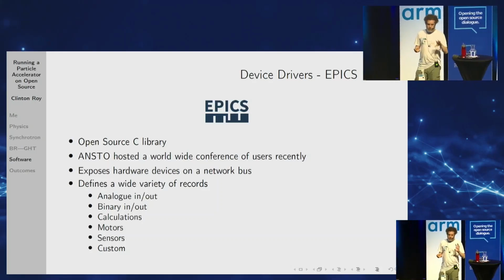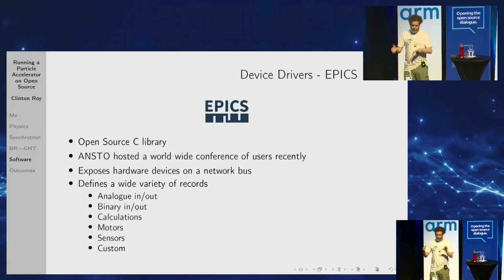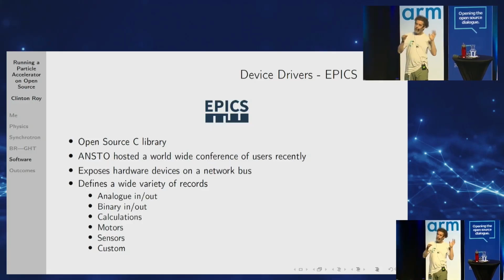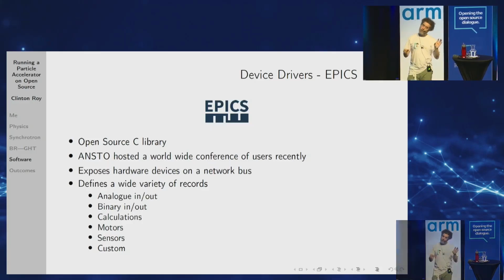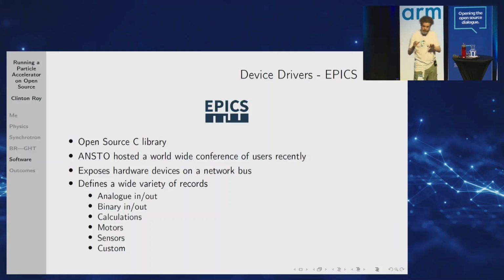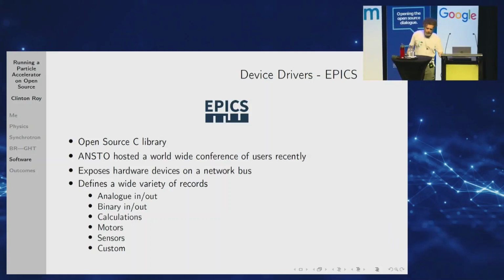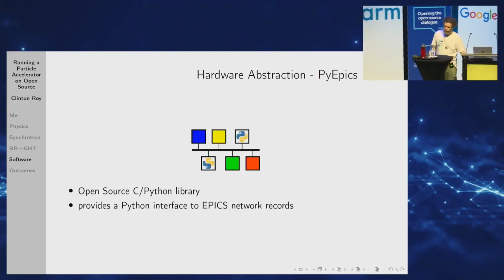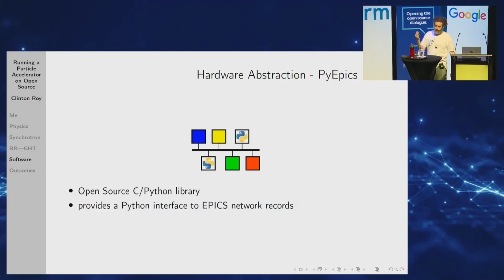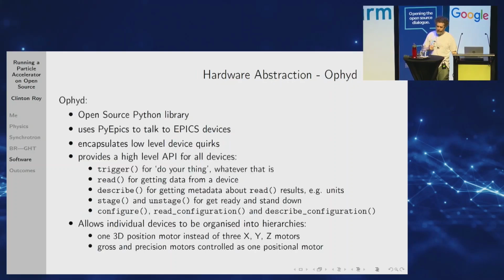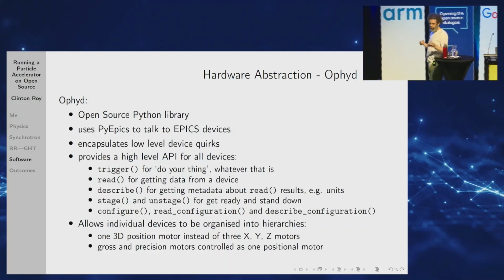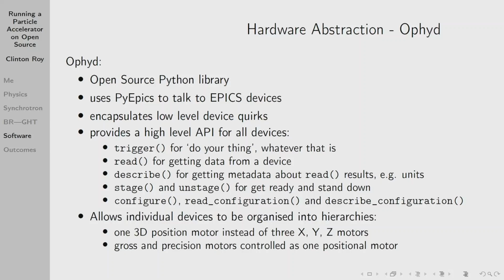So there's a lot of standard records for a lot of standard equipment. You can also make custom fields, so we have a lot of custom records at the synchrotron. PyEpics basically wraps the C library in Python so that we can access it. OFID is the layer that sits on top of that. We can have a lot of high-level abstractions for running an experiment.